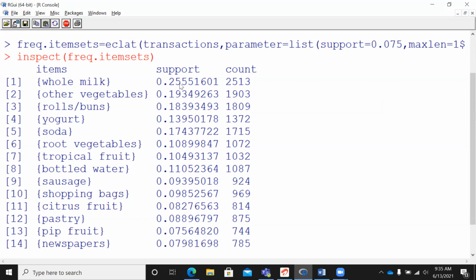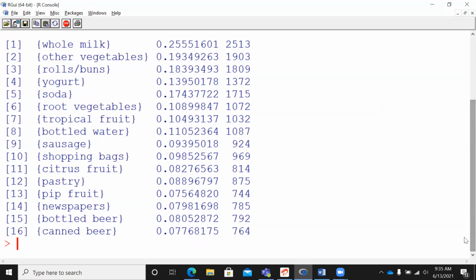Now, what I'll do at this stage is, you can see a whole lot of items here like whole milk, other vegetables, rolls and buns, yogurt, soda, so on and so forth. I want to create rules for these items. Now, to create the rules, I am going to run an algorithm which is known as Apriori. This is the algorithm which I will be running. It's called Apriori, and you can feed the data set. This particular data set, as I told you earlier, comes inbuilt with the arules library. So the Apriori function will be run on the groceries data set.